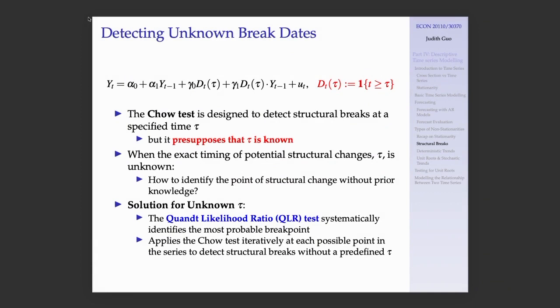A common approach in the literature is the so-called quandt likelihood ratio test, or QLR. It allows us to systematically identify the most probable breakpoint. Essentially, it's about applying the Chow test at every single possible date over an interval, and we'll find the one that is most likely to happen within that pre-specified interval.